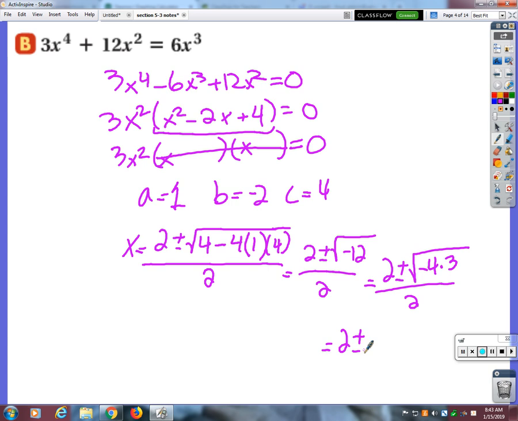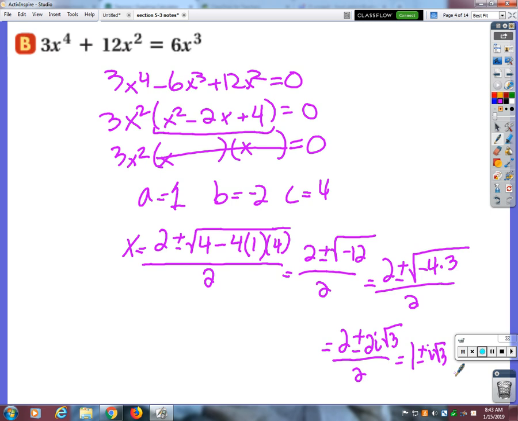So this is 2 plus or minus... What's the square root of negative 4? 2i. Beautiful. And then we don't know the square root of 3, so that stays in there. Still have a 2 underneath. All of the numbers outside of the square root are divisible by 2, so I'm going to divide them all by 2. So that's 1 plus or minus 1i times the square root of 3, technically over 1. Okay?